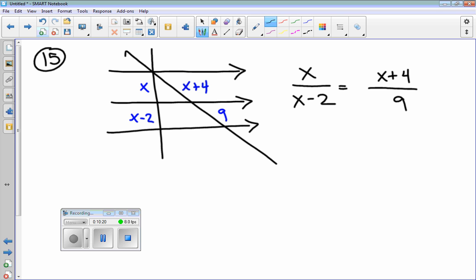Is that the only correct proportion that will work? Could I have said x over x plus 4 equals x minus 2 over 9? Sure. I tend to go down as well, but either way works. I'm going to cross multiply.